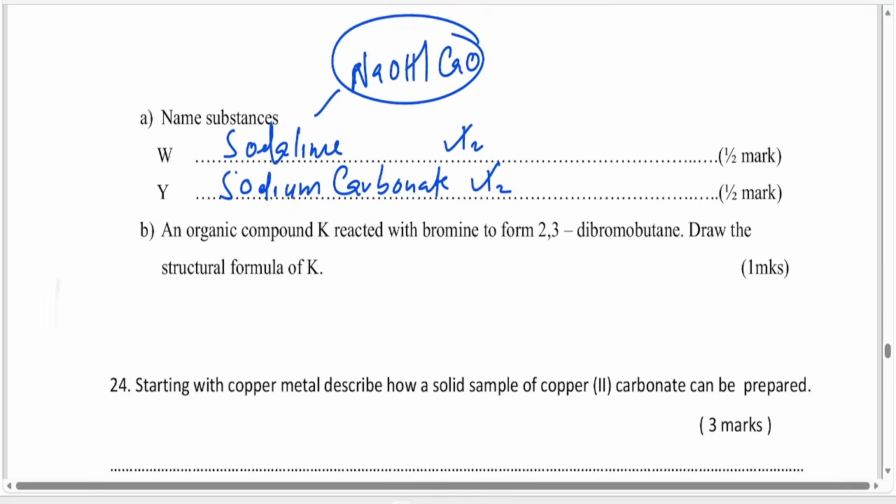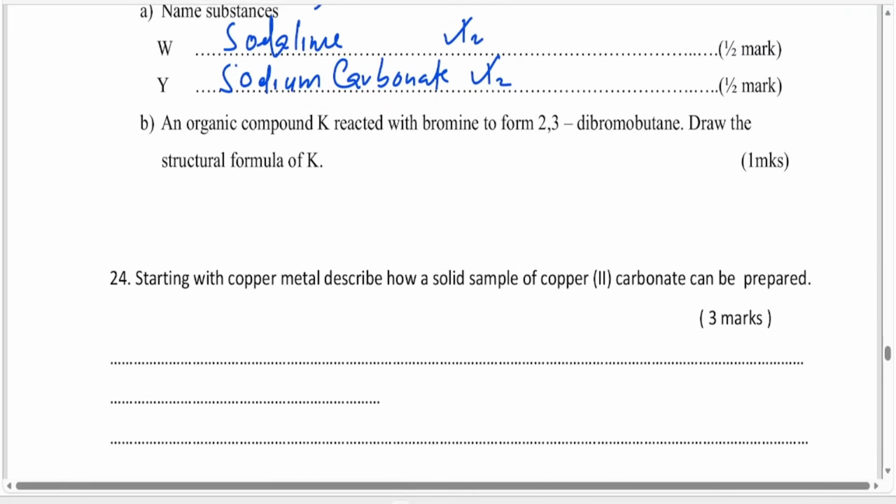Part B of this question, an organic compound K reacted with bromine to form 2,3-dibromobutane. Draw the structural formula of K. So we have been taught that an organic compound K reacted with bromine to form 2,3-dibromobutane. Draw the structural formula of K. So how does K look like?